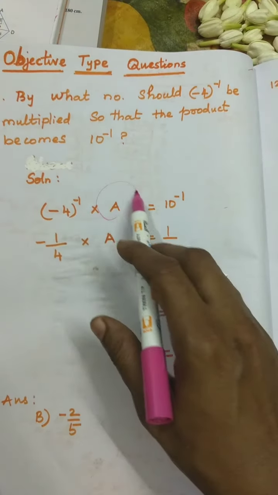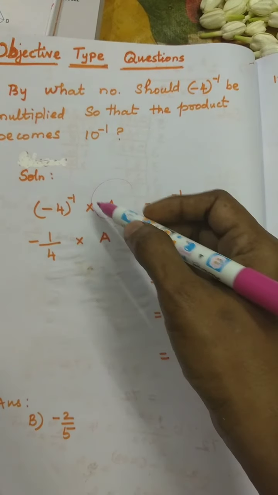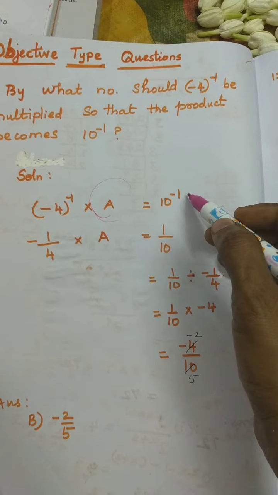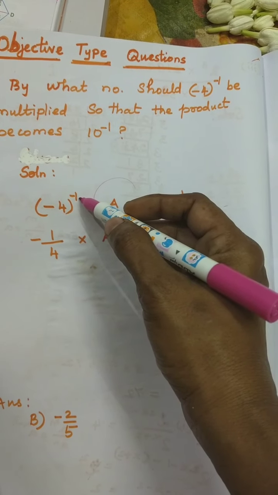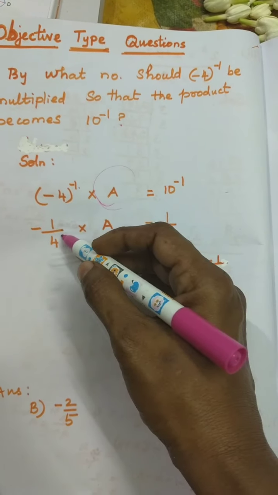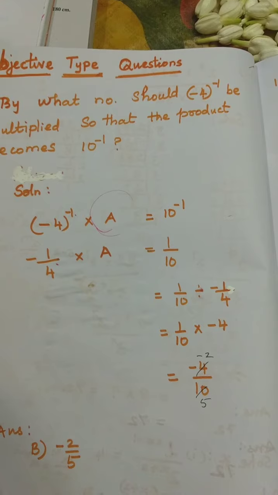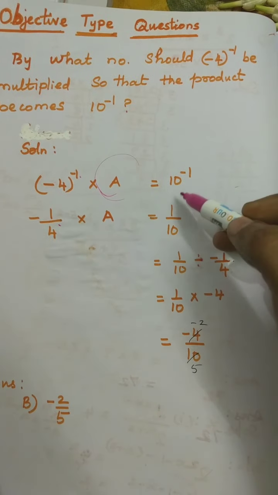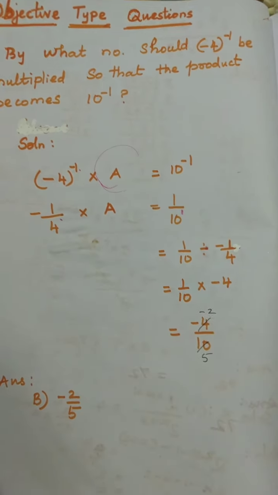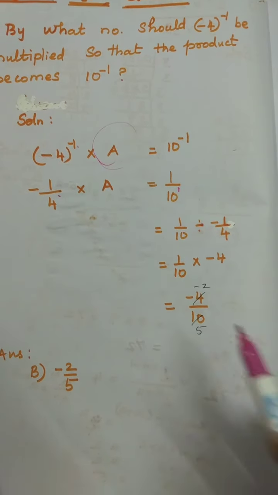By what number? You can take that number as a. Minus 4 the whole power 1 into a equal 10 power minus 1. You have to make the power positive. So minus 1 by 4, the power 1 will come. You can write 1 or both are same. Into a is equal to 1 by 10 power 1. You have brought the negative to the positive.